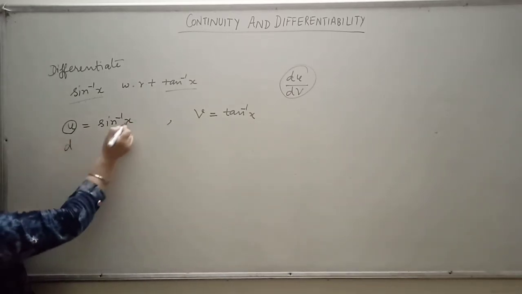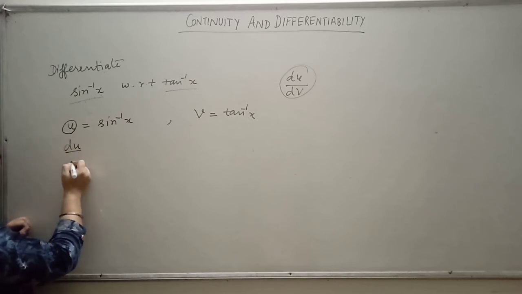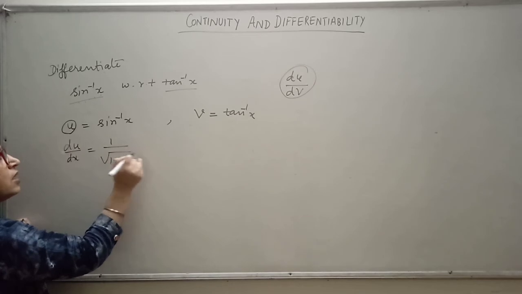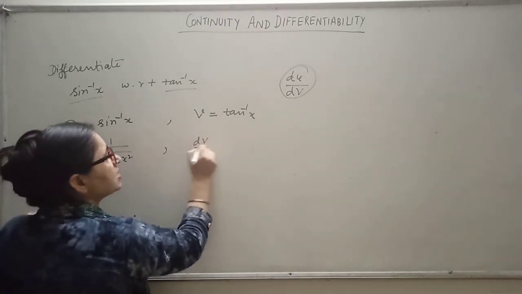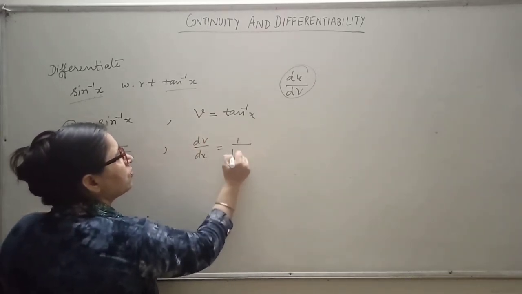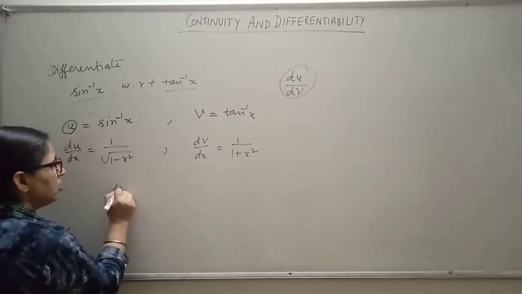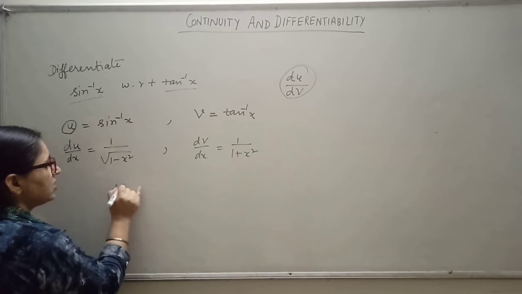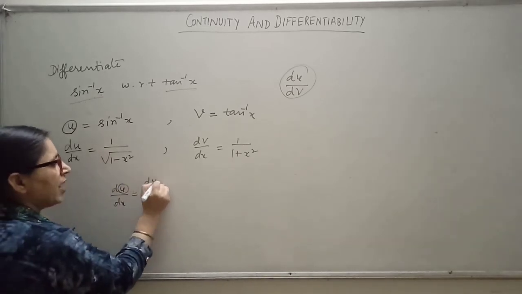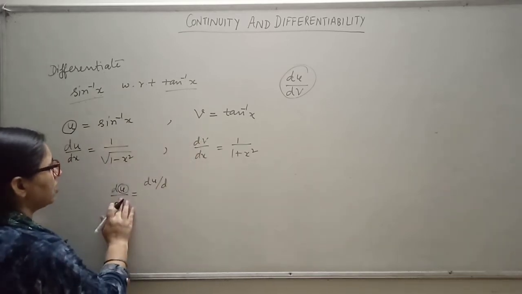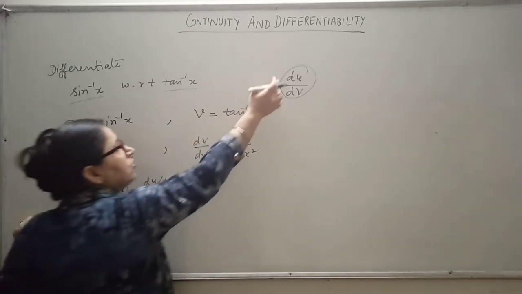So du by dx is 1 upon square root of 1 minus x square, and dv by dx is 1 upon 1 plus x square. So I want to find out du by dv. Here you can see it is u. So du by dv, sorry, du by dv. We want to find out du by dv.